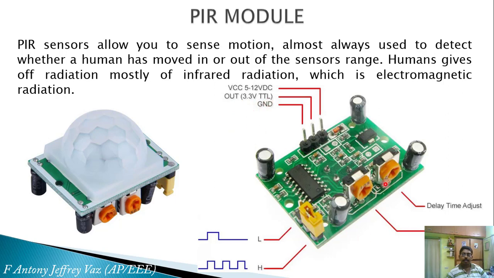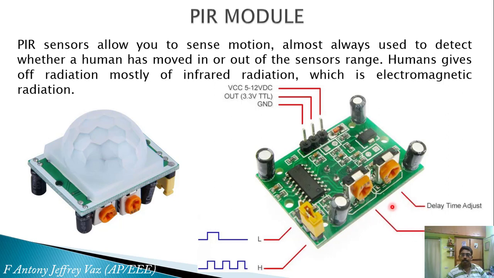These two potentiometers are used to set the delay time and the distance adjustment, that is the sensitivity. If a person is standing here and your module is over here, then the sensitivity should be high to detect the person, because the person is very far away from the module. This sensitivity adjustment can be made by this distance adjustment preset.